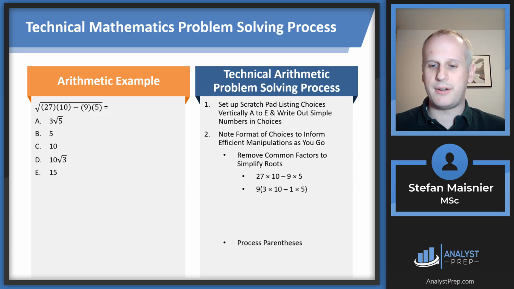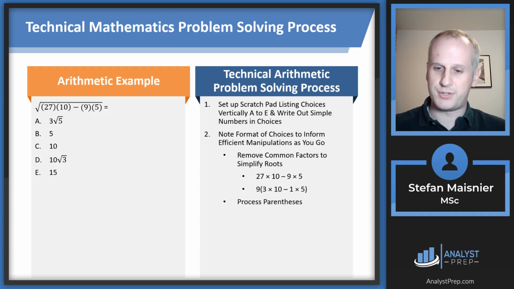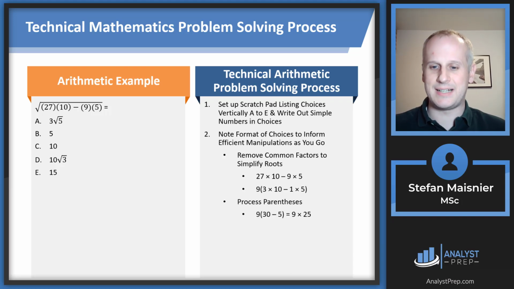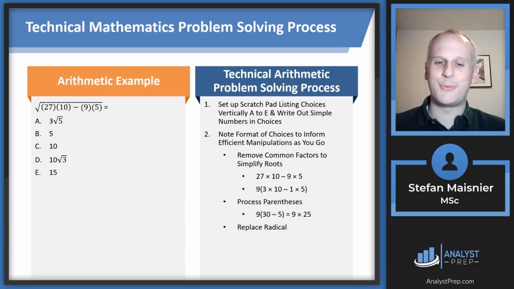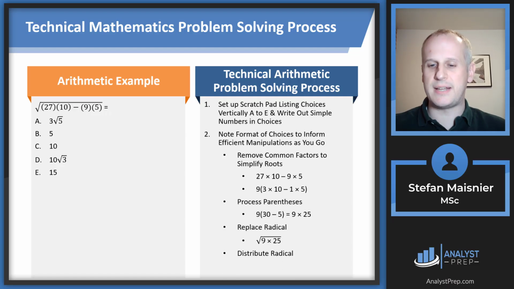Then we can process the parentheses. So we've got 9 times 3 times 10, which is 30, minus 1 times 5. So we end up with 9 times 25. And at this point, we're going to put the radical right back in on top. So we've got radical 9 times 25. We will then distribute said radical to discover that 3 times 5 is 15, and our answer is 15 from the technical arithmetic.